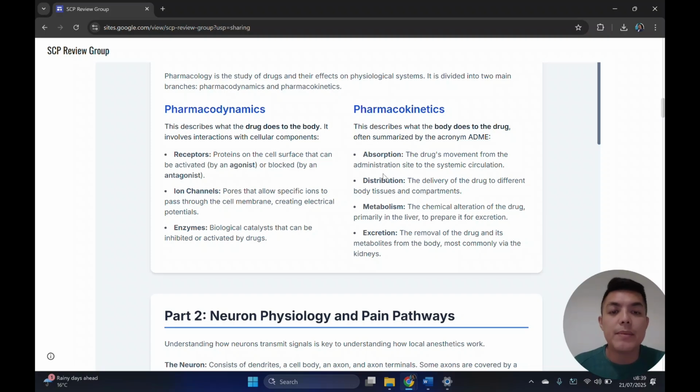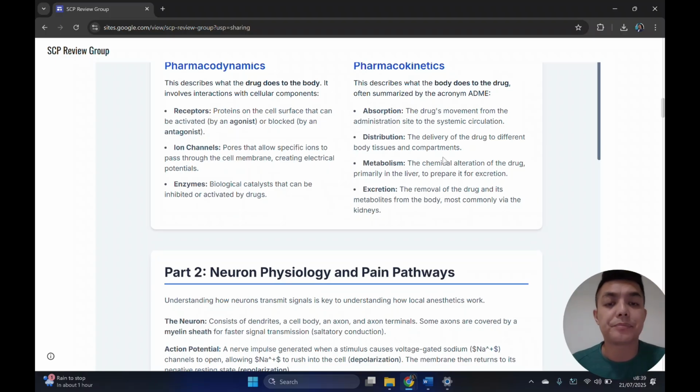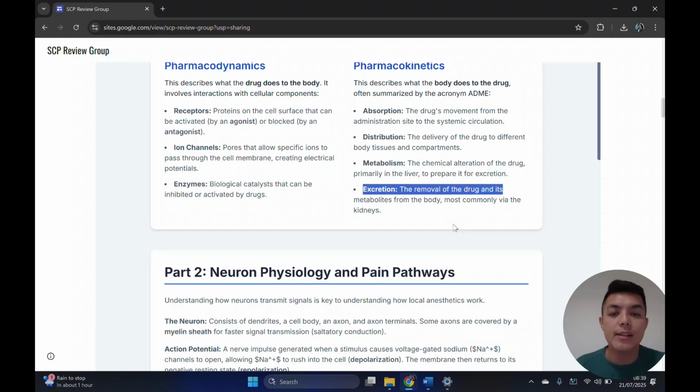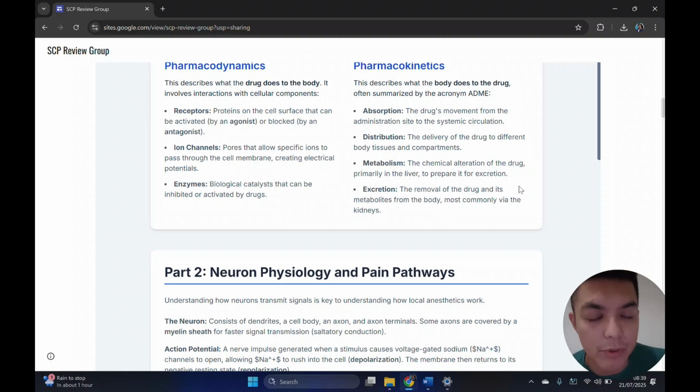It involves the liver, the first pass effect, and many more. Next is distribution, or the delivery of the drug to different body tissues and compartments. Next is metabolism, the chemical alteration of the drug, primarily in the liver, to prepare it for excretion. And the last one is excretion, removal of the drug and its metabolites from the body, most commonly via the kidneys. Just most commonly, but that's not the only way.